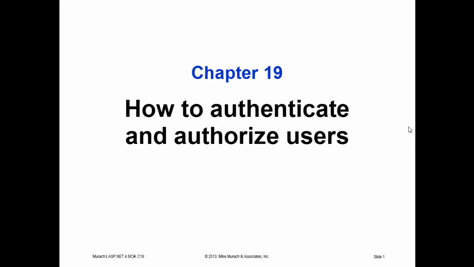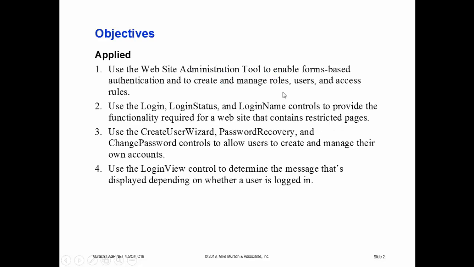Okay, Chapter 19, How to Authenticate and Authorize Users. This chapter is about securing your website. Unlike last chapter, Chapter 18, where we talked about encrypting the traffic between the browser and the web server, this chapter is more about having people log into your website with a username and password or using Windows authentication, and that way you can secure different portions of your site so only authenticated users can access it.